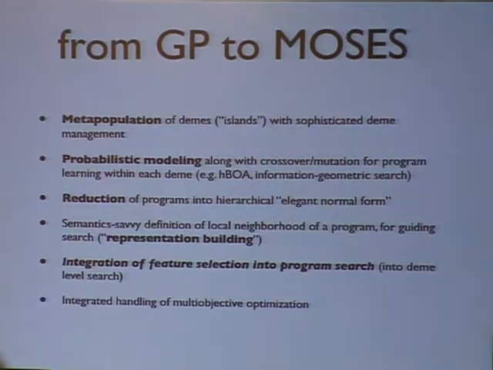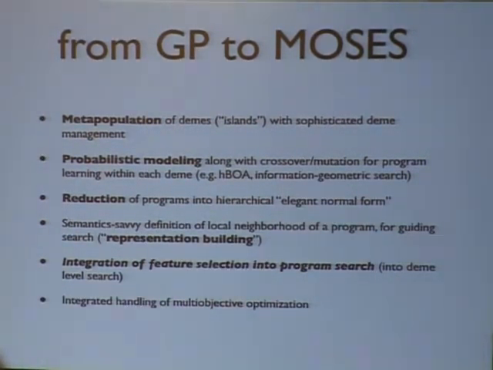Next, we take programs in the population and we normalize them into a hierarchical normal form, which is called ENF, elegant normal form. We took that name from someone else. We didn't make it up ourselves. Craig Holman had defined the ENF for Boolean functions, and we then extended it to more general programs.